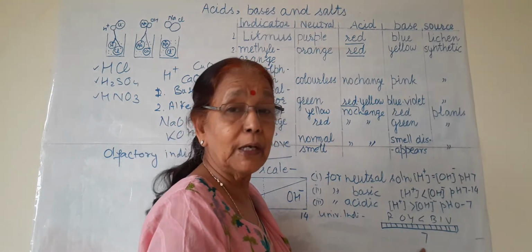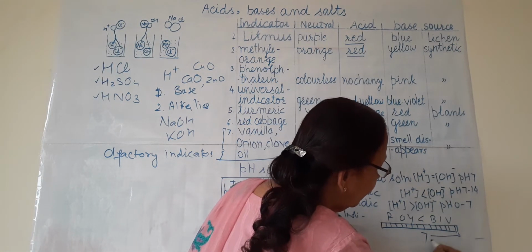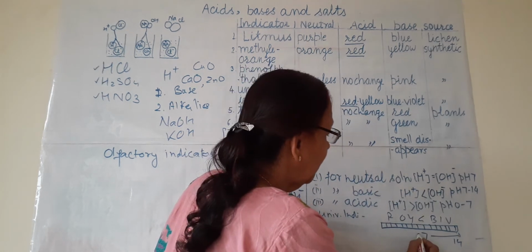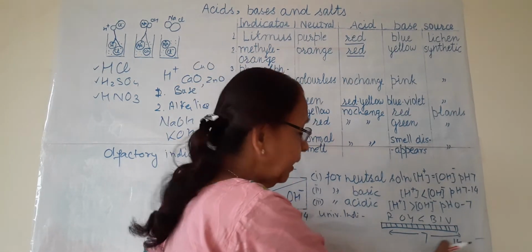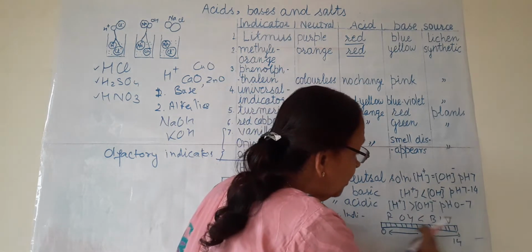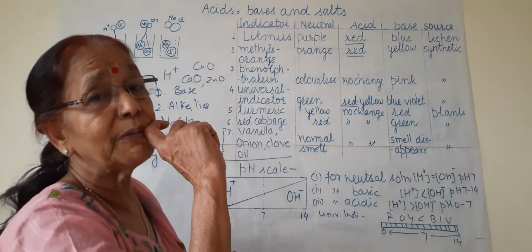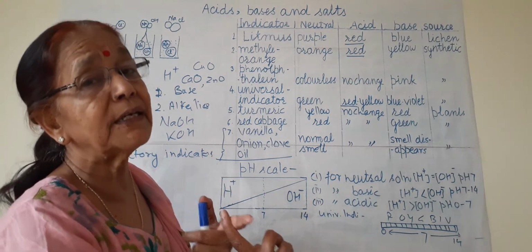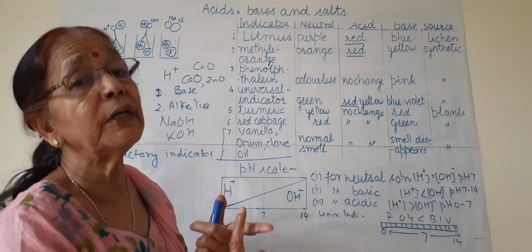That is, it is neutral, like water. And as we go to this side, it is 7 to 14, that is, it is the alkali side. And on this side, it is the acidic side. 14 is the most alkaline and 0 is the most acidic. So this universal indicator gives an approximation of the strength of acid or base. This strength of acid is known as pH, or power of hydrogen ion.